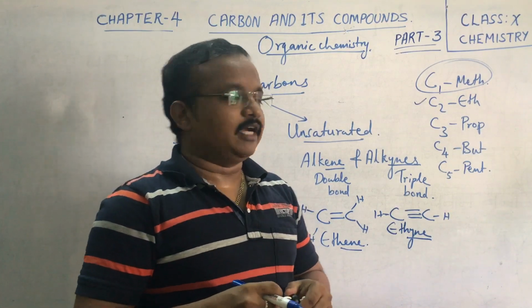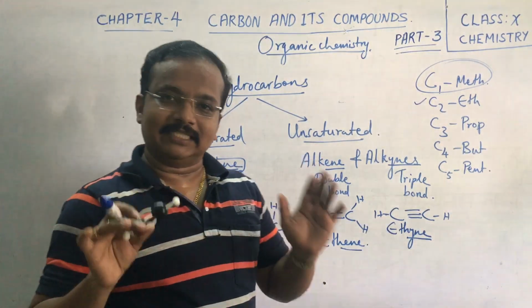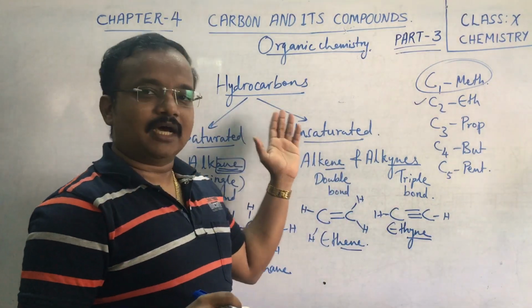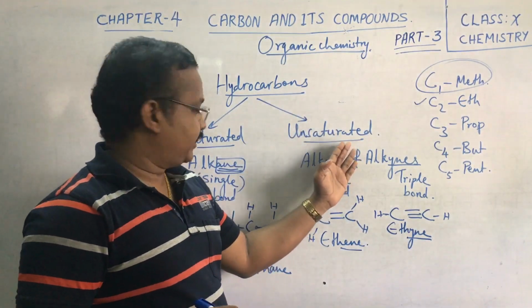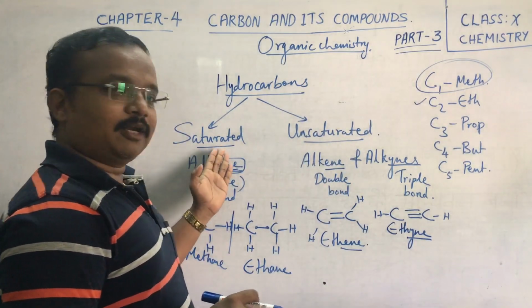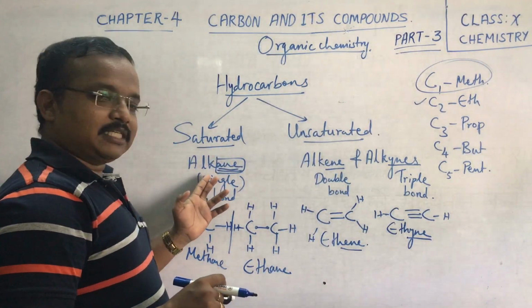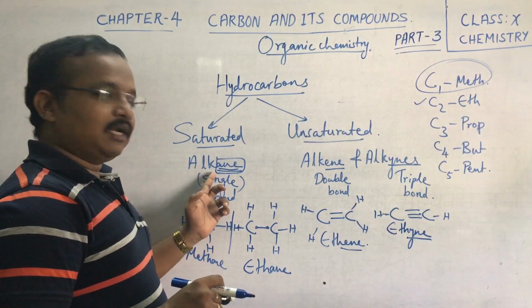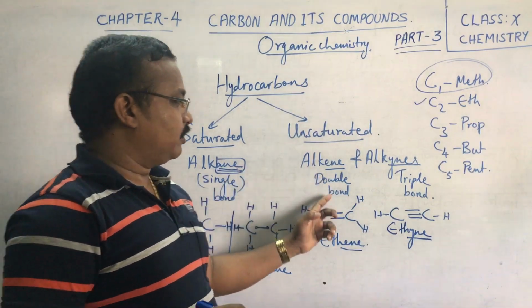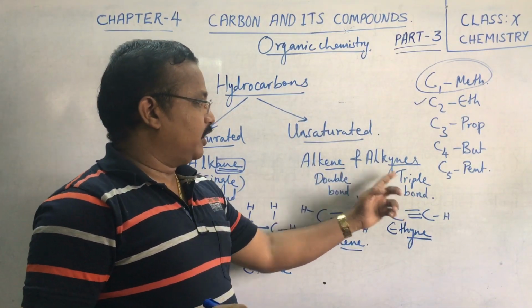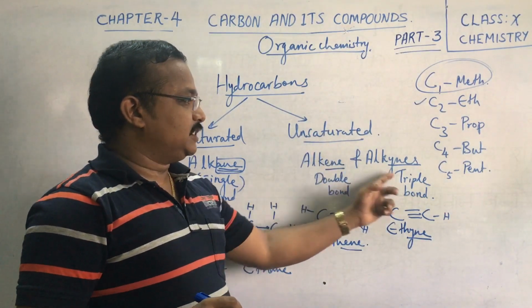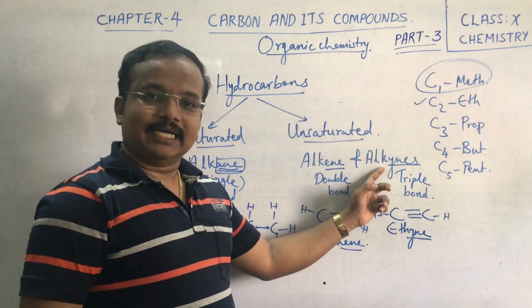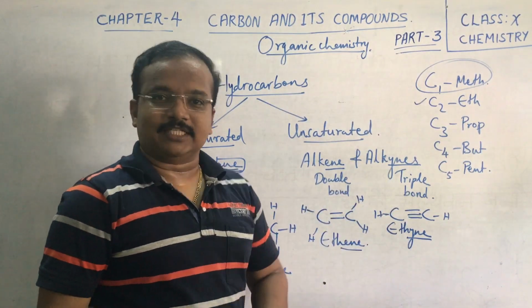So children, what we have learned today is, today's topic is this much only. Hydrocarbons are classified into 2 types, saturated and unsaturated. Saturated hydrocarbons are single bonded compounds, that is our alkanes, and double bonded and triple bonded come under unsaturated. Double bonded are called alkenes, and triple bonded are called alkynes. Okay children, I hope this is understood.